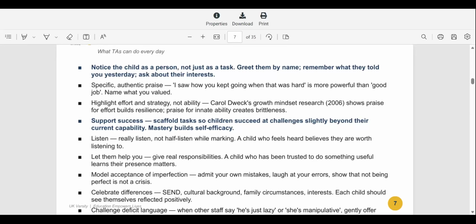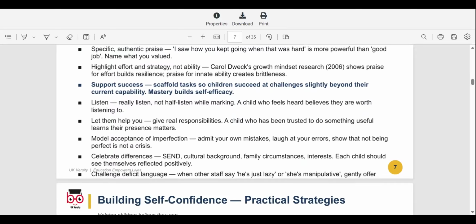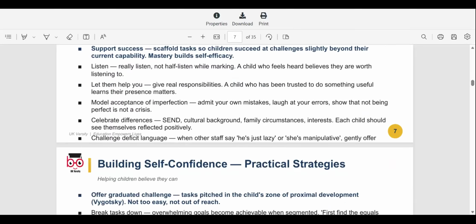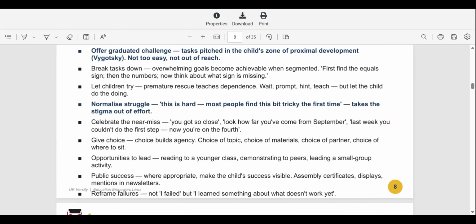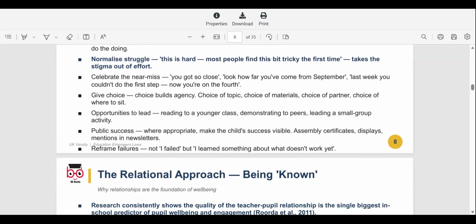for children, making sure that teaching assistants can build self-esteem for students by using positive praise, setting small, achievable goals, and listening as well. It's really important, praising them, letting them learn themselves and helping them, giving them responsibilities and creating a safe space. Building self-confidence, so making sure they're breaking down tasks, allowing safe failures, praising them, assigning them jobs, giving them choice, opportunities to learn, and public success.